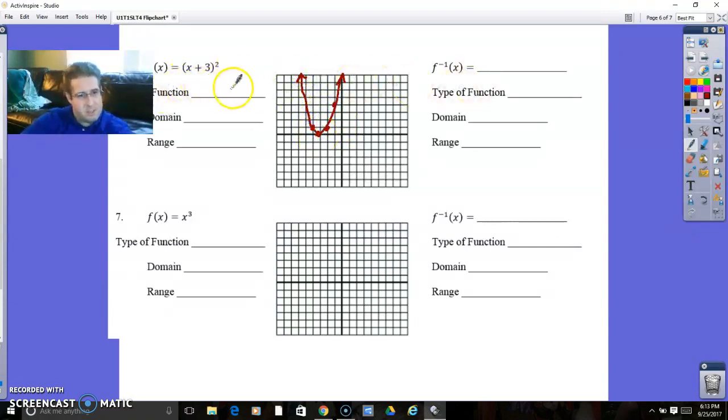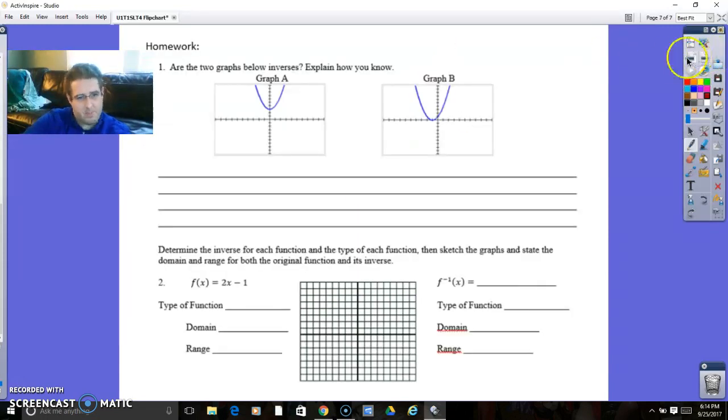What type of function is this? This is quadratic. The domain would be all real numbers. The range would be y is greater than or equal to 0. And once again, this would not be a function because the inverse of this is not going to be a function. It's going to go this way. In fact, it's going to be down here in this case. All right, I want to get to the homework, so I'm going to skip by all that.